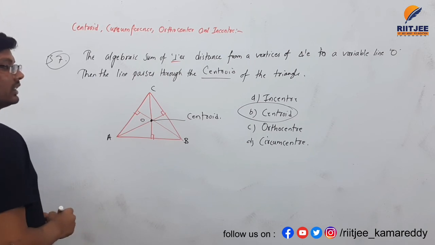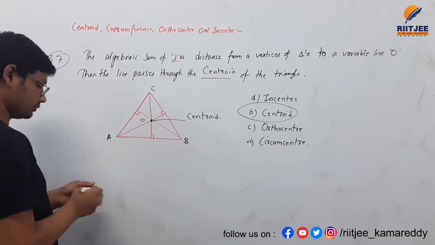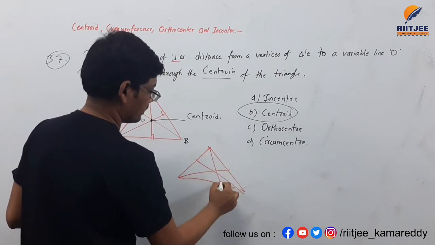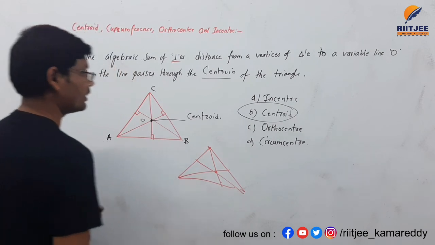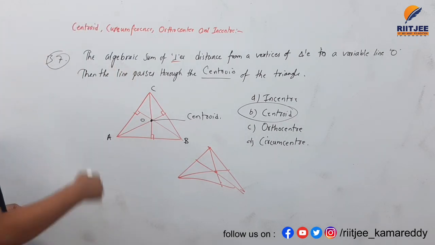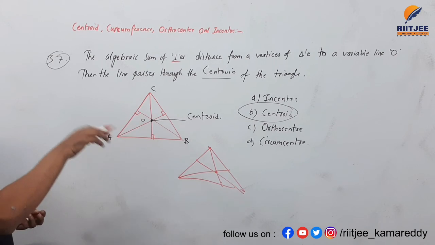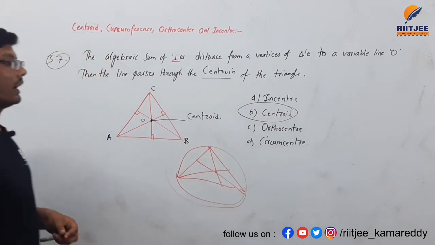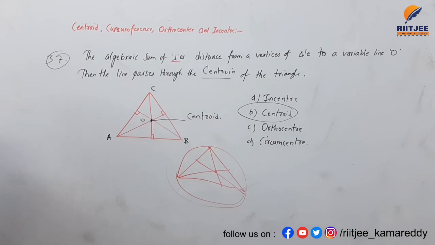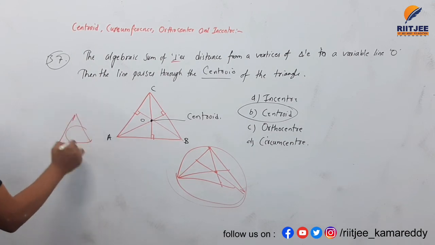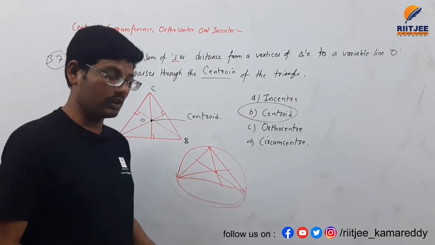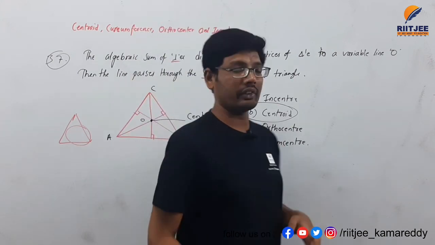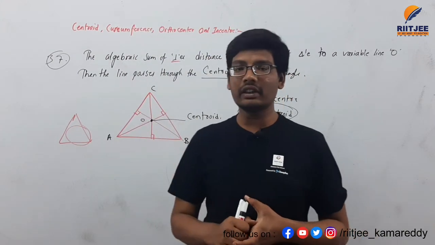What is the incenter here? If you draw the midpoints of a triangle, that is the incenter. Orthocenter is nothing but, in that same way, the circumcenter is a circle surrounded by this one. Similarly, the orthocenter is also like this. We have all different types of circles. This is all about the centroid, circumcenter, orthocenter and incenter of the triangle.